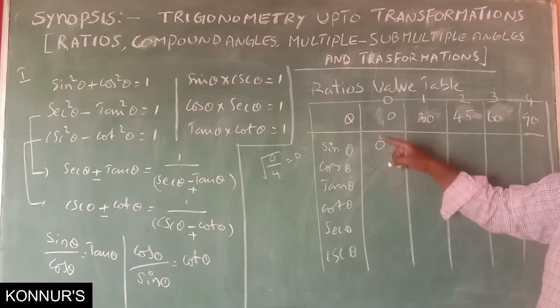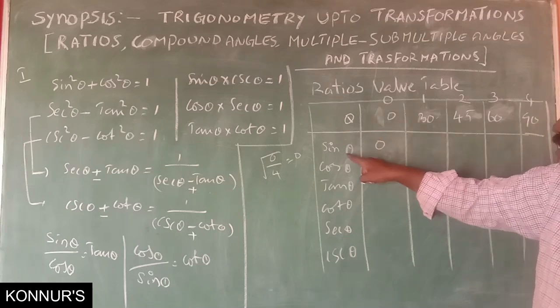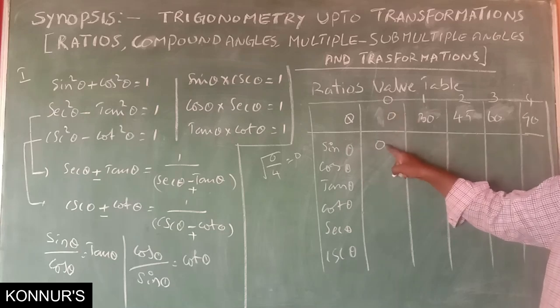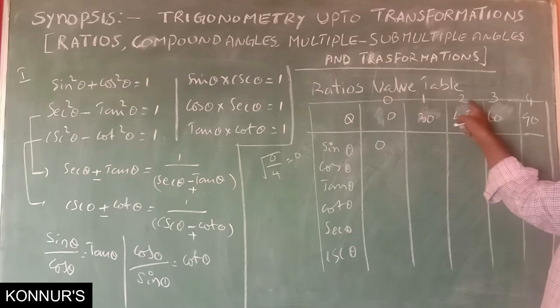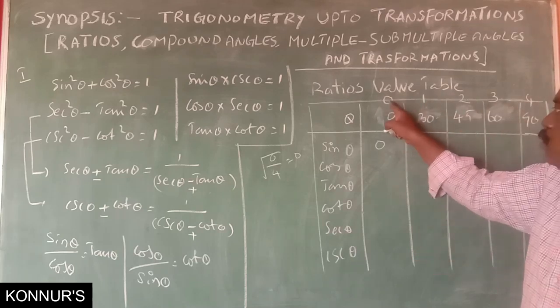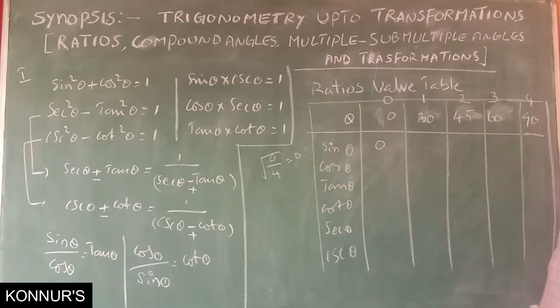Once again I want to teach it. In order to get sin 0 degrees, the top of 0 is 0. I am taking 0, 1, 2, 3, 4. 0 by the last digit, which is 4.